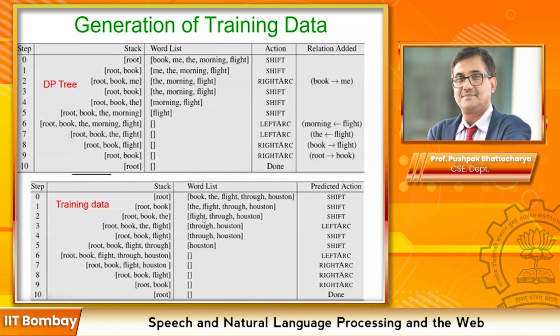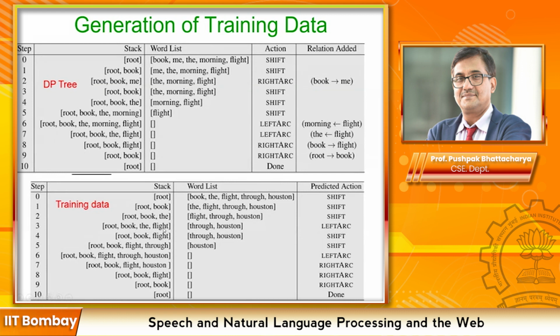So I shift flight onto the stack. Now I see that between the and flight, there is a relation in the dependency tree. The dependency tree is in front of me. Book is to the left of flight in the dependency tree. Flight is dependent on book. But sorry, I have book, the and flight, and flight is on top of the stack now.